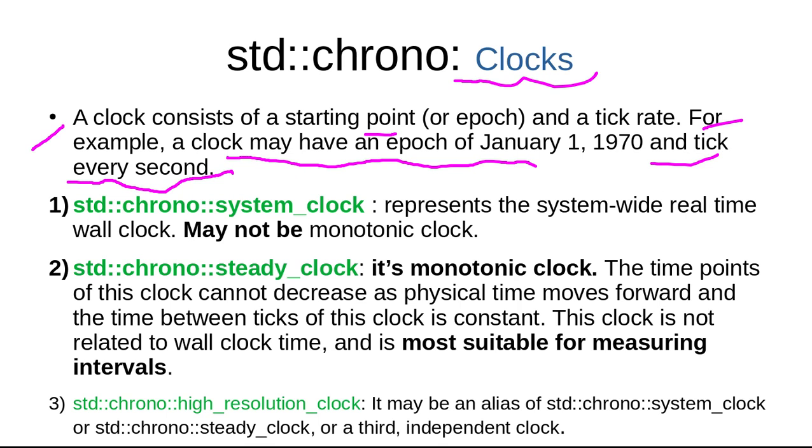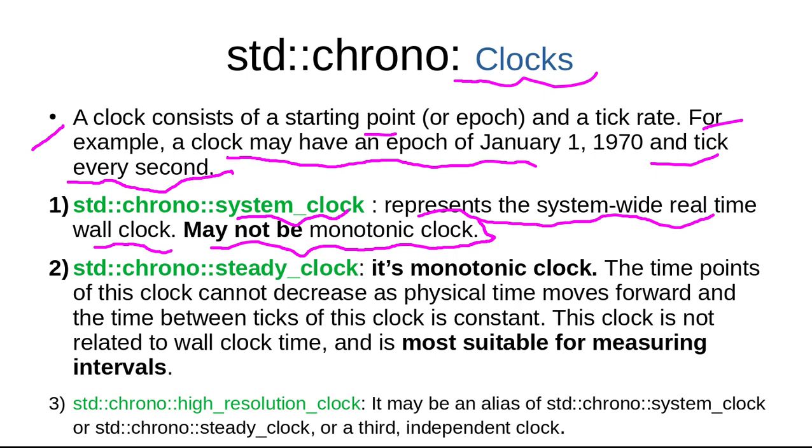in std::chrono. The first one is system clock. System clock is like the wall clock time. It represents the system-wide real-time wall clock. It may not be a monotonic clock. So this is the clock you have in your machine, and it's not monotonic because you can change that time back or forward manually, or if it's synced with some remote server, so there is a possibility that this time can change or jump at any moment. This is why it's not monotonic.